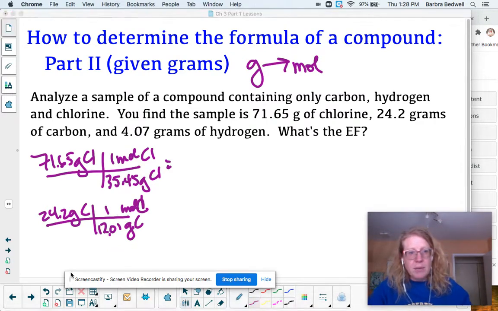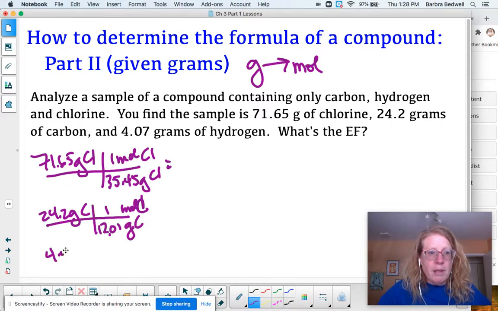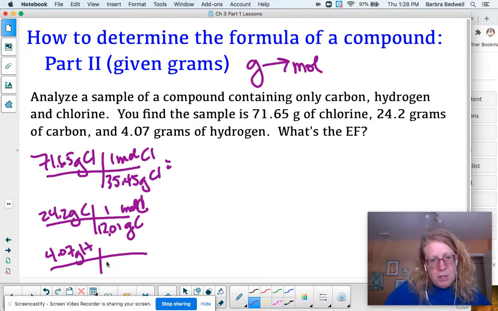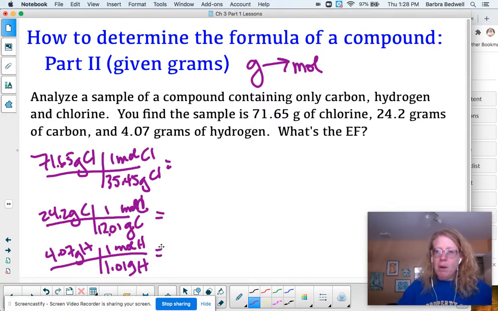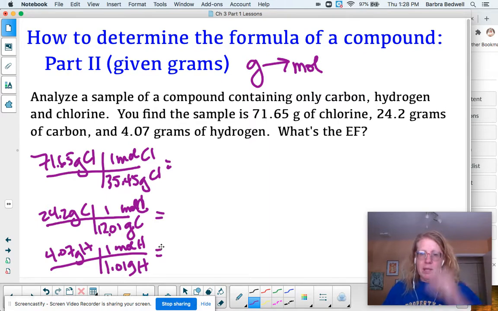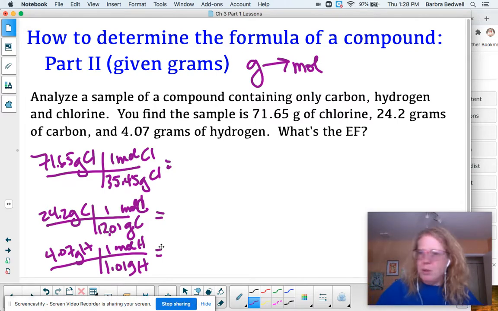And then the last one that I need to do is hydrogen, 4.07 grams of hydrogen. And I'm going to do my conversion. 1.01 grams of hydrogen equals 1 mole of hydrogen. So you can kind of see how I'm setting this up on the paper, where I've got three little fractions, 1 for each element. It's definitely easier to do these little ones vertically rather than horizontally. It seems to fit on the paper better, but you do you. Make yourself happy.